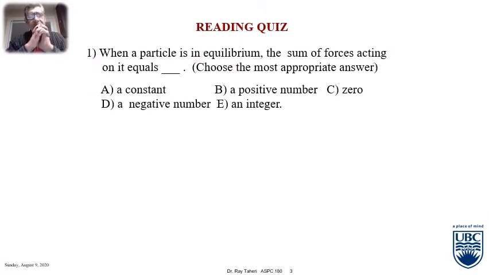Let's have a simple quiz. When a particle is in equilibrium, the sum of the forces acting on it equals what? A constant value, a negative number, an integer, a positive number, or zero? Well, we talk about statics. The object is in a steady state, is not moving. So all the forces should be in equilibrium, meaning that the sum of all the forces should be equal to zero. That is the correct answer. So the sum of the forces should be equal to zero.